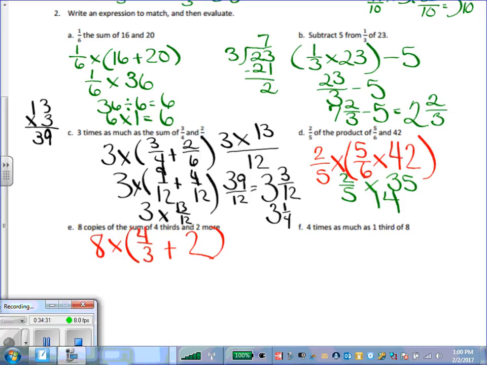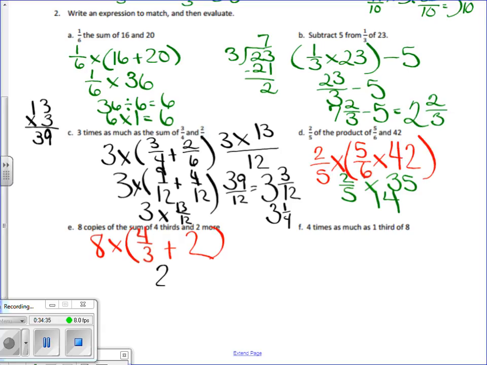So I'm going to add this right here. What do I get? Well, what else would you get? Which is also equal to 3 and 1/3. So 8 times 3 and 1/3.